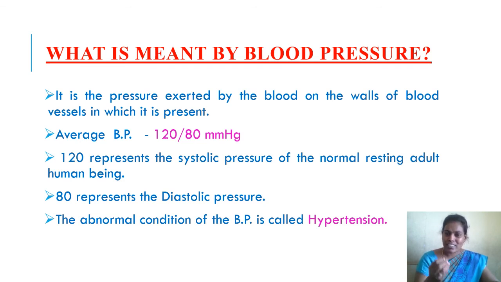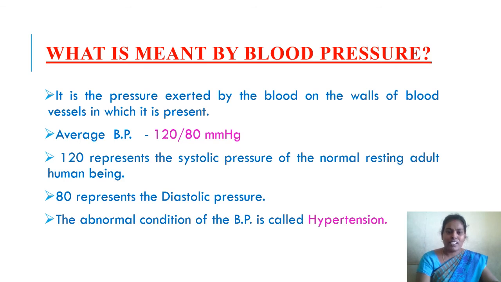This pressure is exerted by the blood only, so it is called blood pressure. The average blood pressure in a normal human being is 120 by 80 millimeters of mercury. In this 120 by 80, the numerator 120 represents the systolic pressure of a normal resting adult human being, and the denominator 80 represents the diastolic pressure.